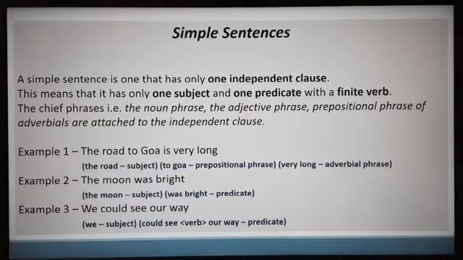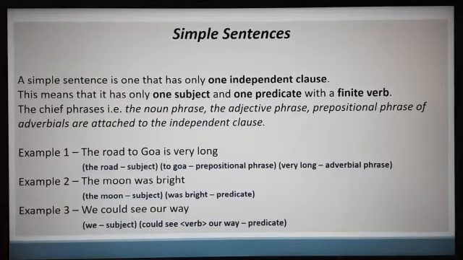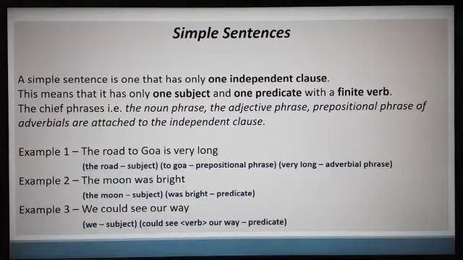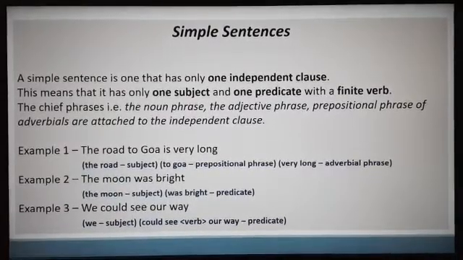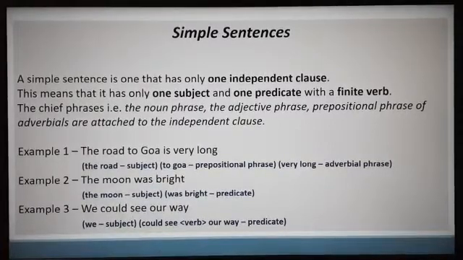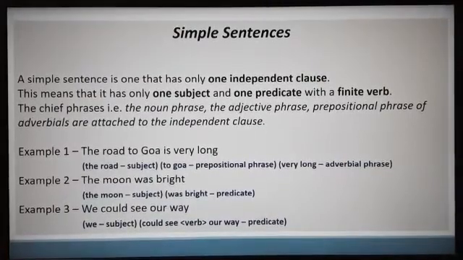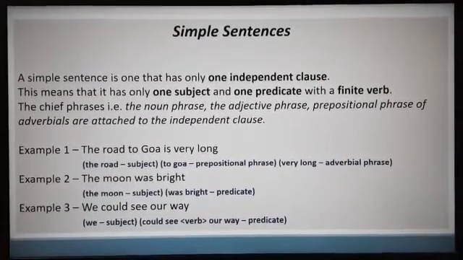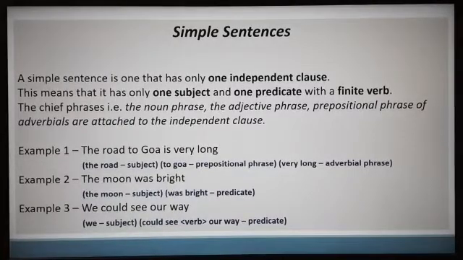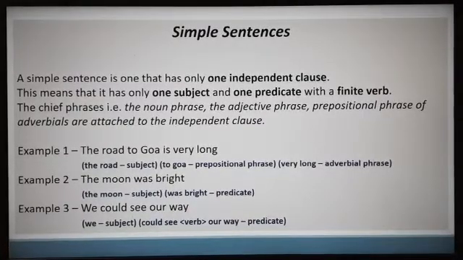Second example, the moon was bright. The moon is the subject. Was bright is the predicate. A simple sentence. Third example, we could see our way. We is the subject. Could see is a verb. Could see our way is the predicate. So there is no confusion about a simple sentence.